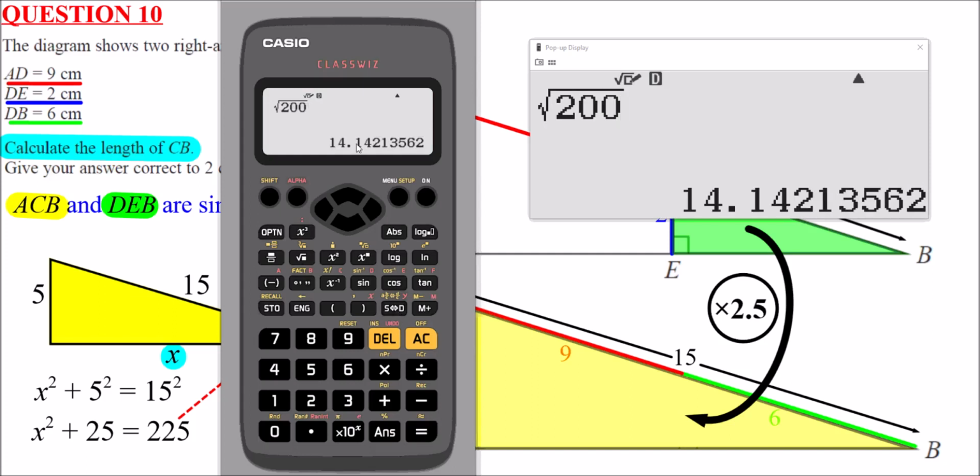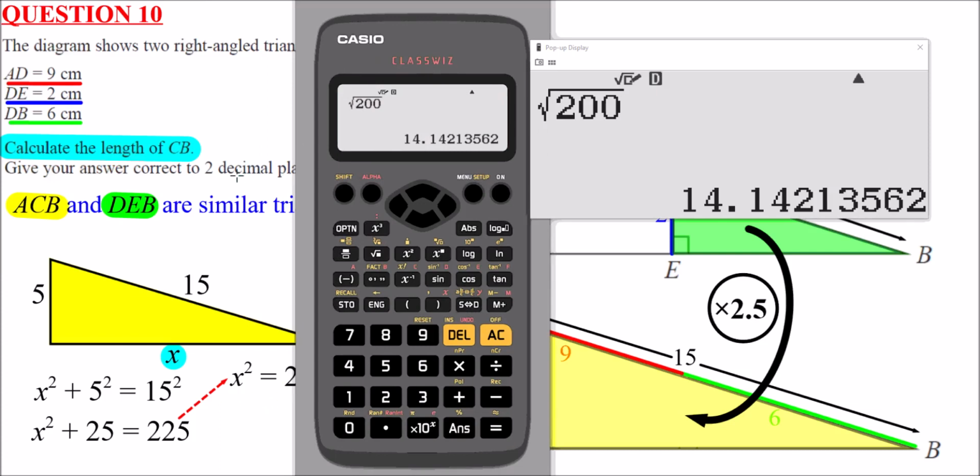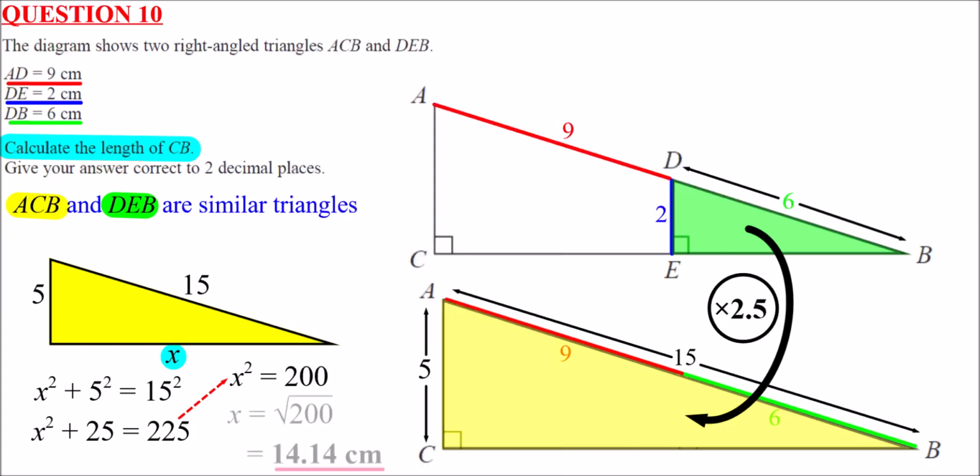the S to D button, and then read the question carefully. We need it to 2 decimal places. So we need to keep the 1 and the 4. That 4 doesn't round up because it's only next to a 2. So our final answer is 14.14 centimetres.